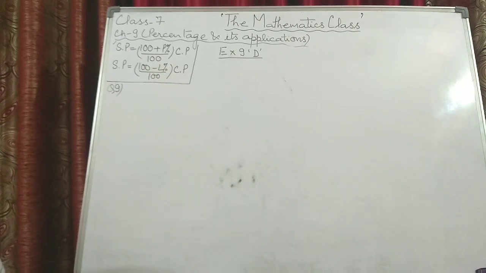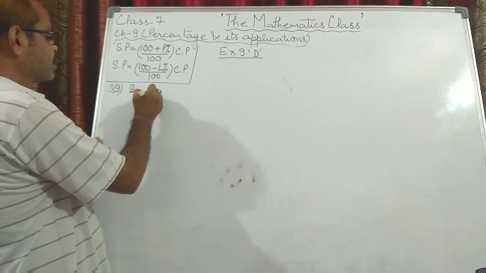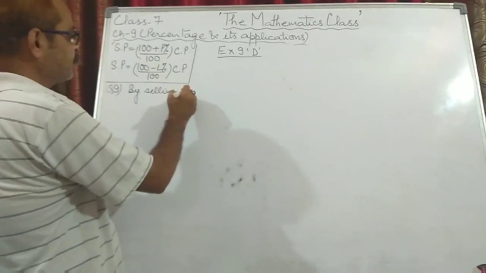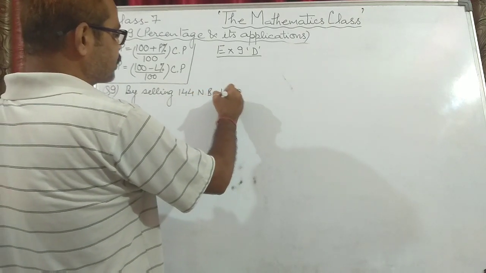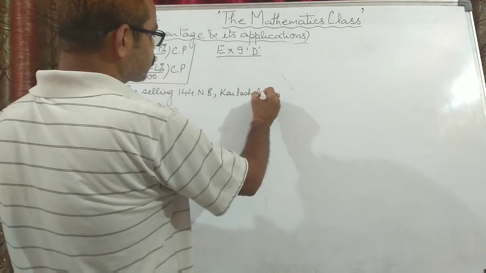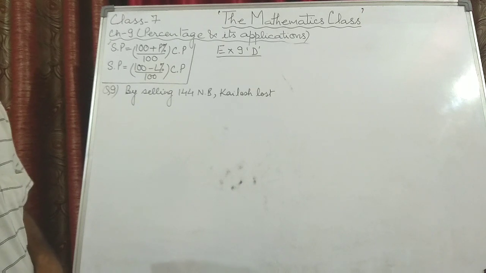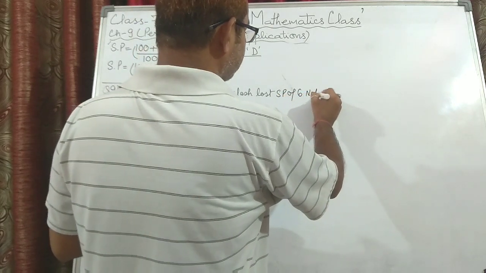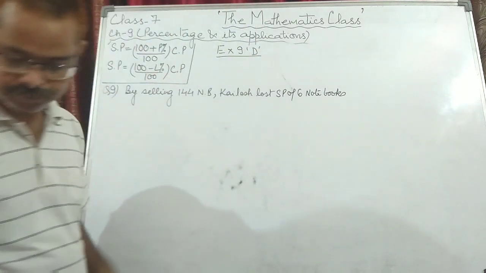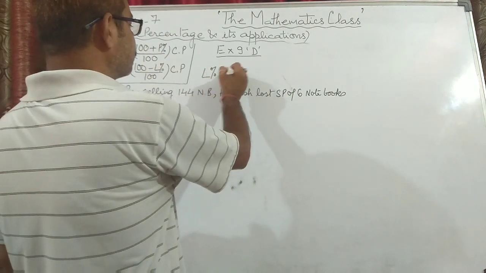Now next question is question number 9. They say by selling 144 notebooks, Kailash lost selling price of 6 notebooks. Means by selling 144 notebooks, he is losing. How much is he losing? Kailash lost selling price of 6 notebooks. This is the statement given. We have to find his loss percent. What we have to calculate? Loss percent we have to calculate.